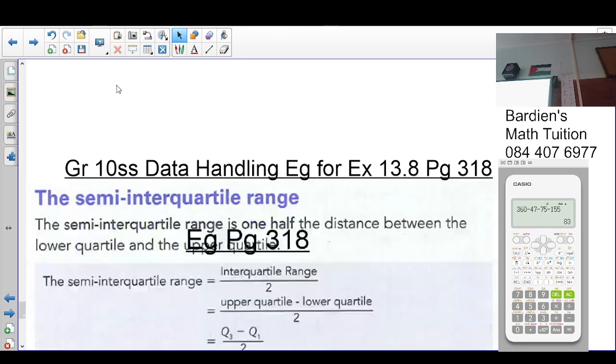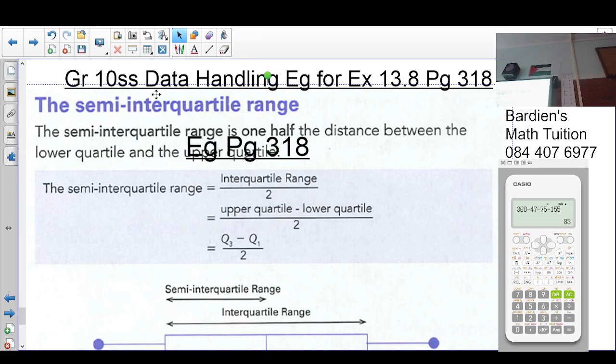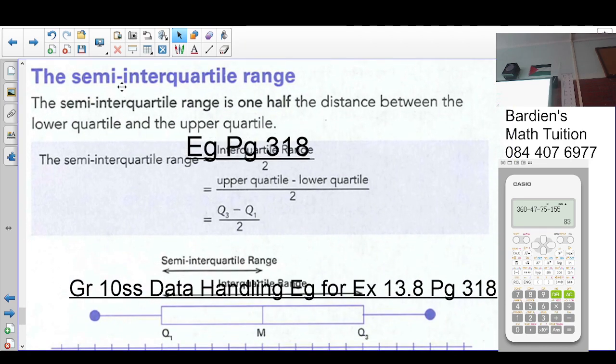Okay. So now we're looking at the semi-interquartile range. Semi is the half of the interquartile range. How do we calculate the interquartile range? Q3 minus Q1. So semi-interquartile range, Q3 minus Q1 divided by 2.